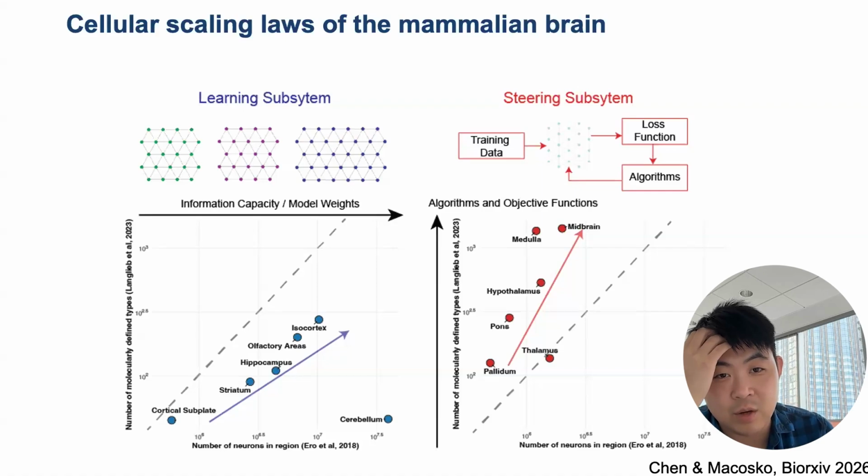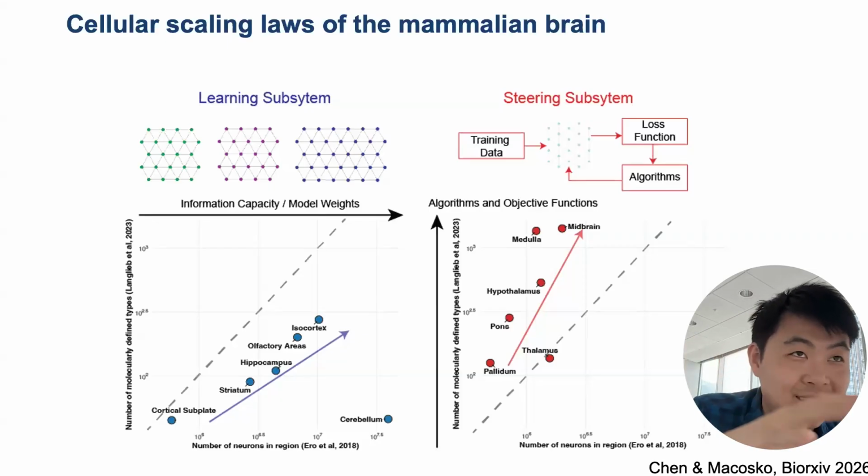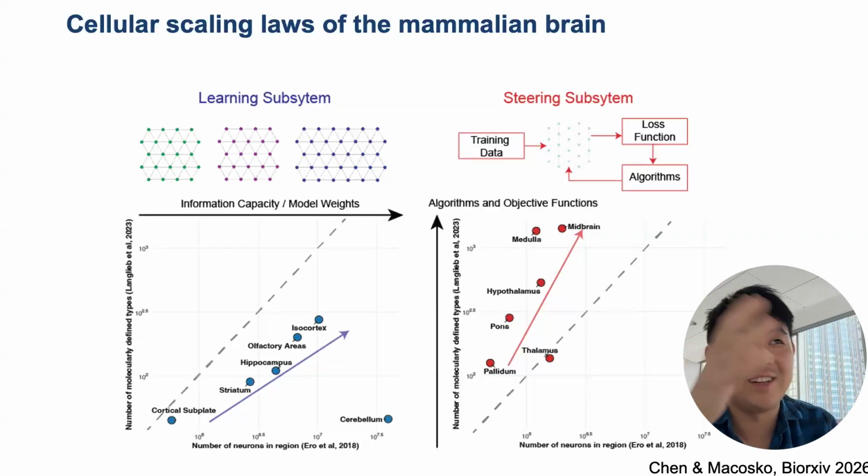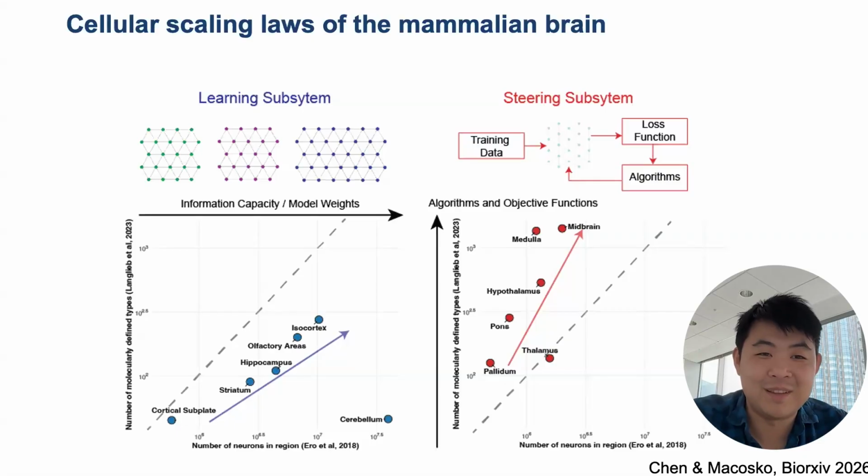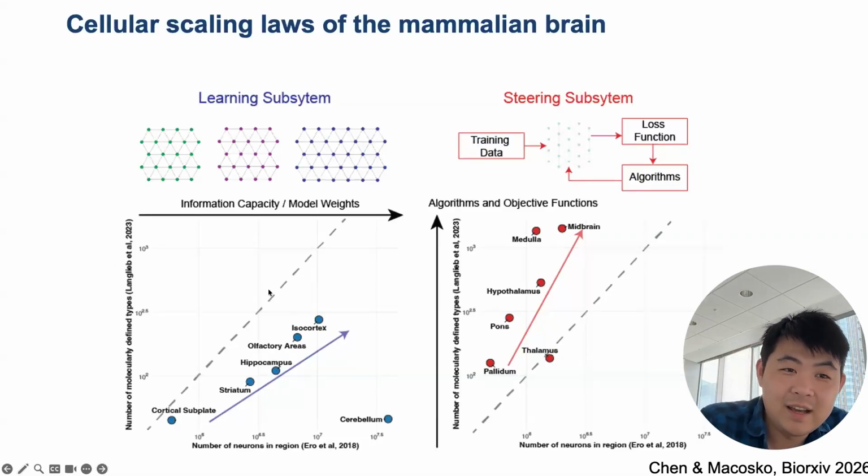Why do these atlases reveal such a surprising amount of diversity in the brainstem and hypothalamus? We think there's a very interesting analogy to machine learning, as we think about AI systems being developed. There are parts of the brain that represent a kind of learning subsystem, where there are very few cell types, but many copies of those types.